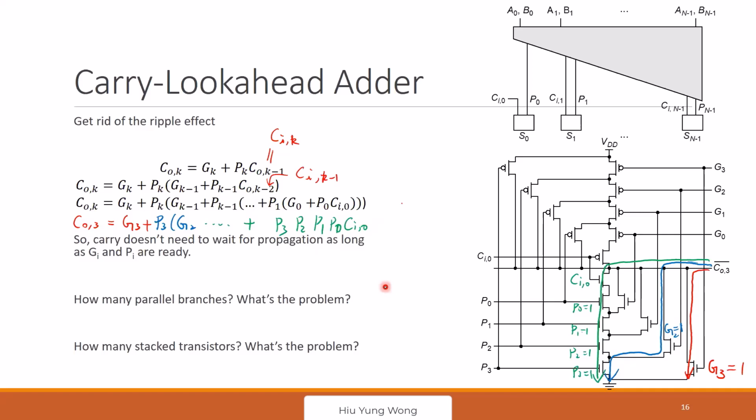But this becomes a problem if it becomes too large. For 4 bits maybe it's still okay, but it is already very bad. Why? Look at this. How many parallel branches do we have for the output?